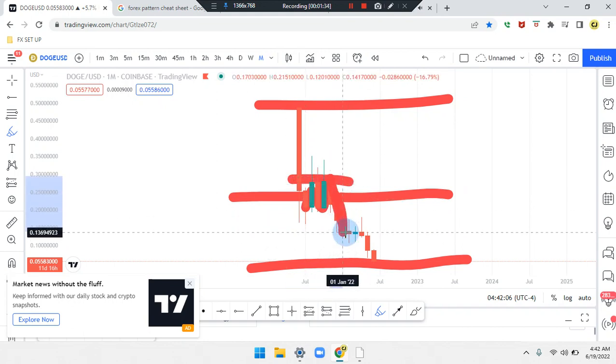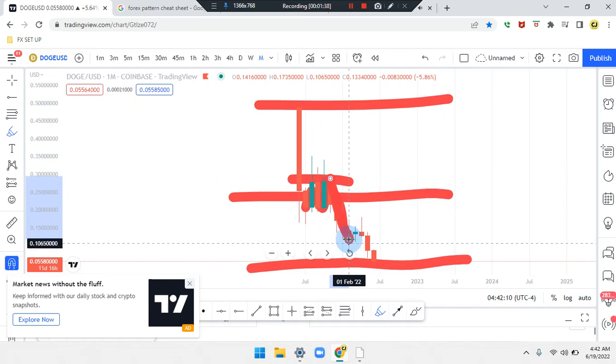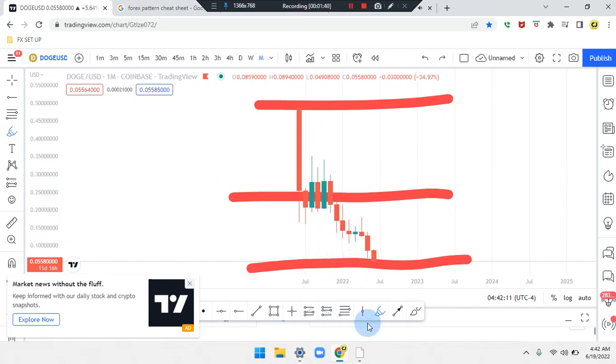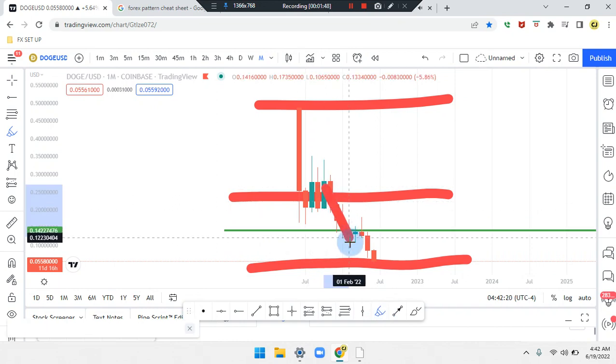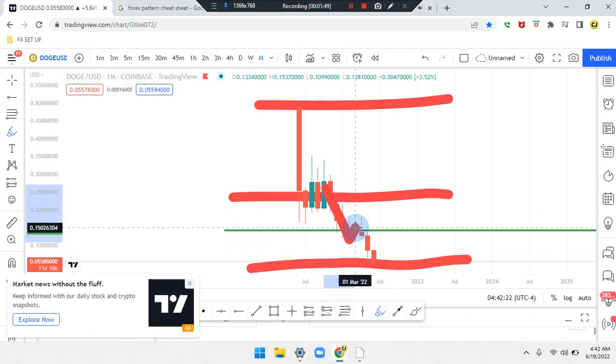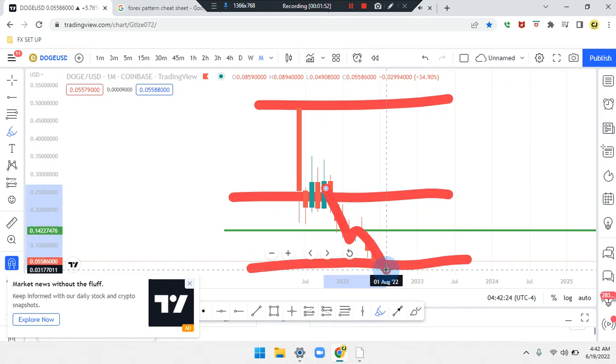The market broke the second level lows. So there's another SR line here. So the market broke the second level lows, came back to retest with the green candle. The market pushed down further.